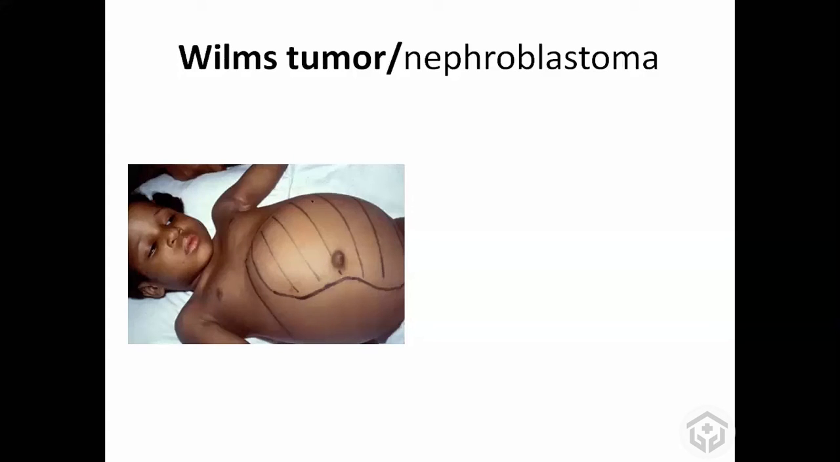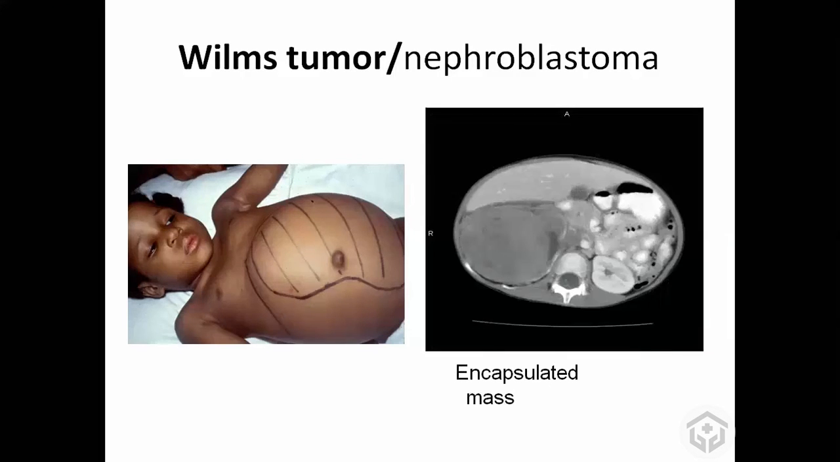Nephroblastoma is a good cancer. You know, if you remove the kidney, they will survive. Don't confuse this with neuroblastoma. Neuroblastoma is a very bad cancer. It occurs in infants. They will die most of the time. Aggressive cancer. So here you can see a CT scan. It's a big tumor. That's a Wilms tumor.